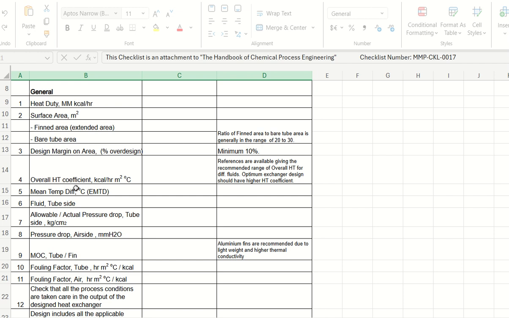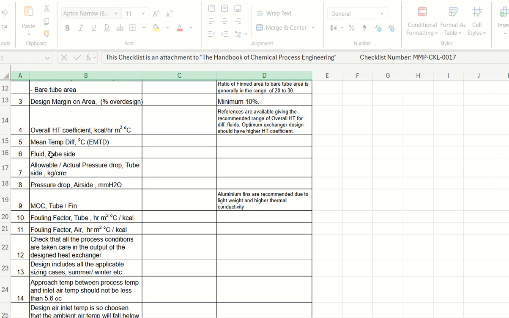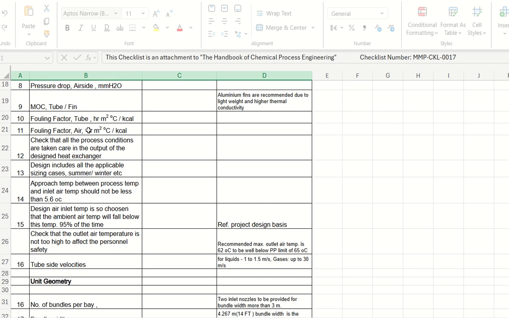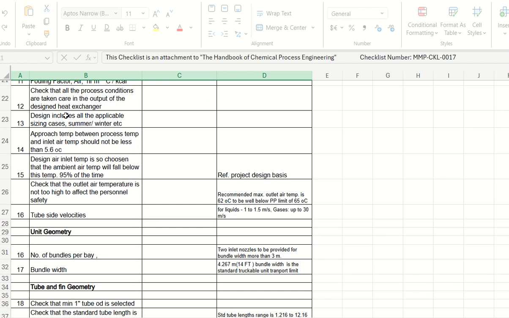Okay, overall heat transfer coefficient. You can see a unit reference is available giving the recommended range of overall heat transfer coefficient for different fluids. Optimum exchanger design should have a higher heat transfer coefficient, the remark says. Then mean temperature difference, fluid tube side, actual pressure drop tube side, pressure drop air side in mm of H2O, MOC, like material of construction for tube and fins. Aluminum fins are recommended due to lightweight and higher thermal conductivity. Fouling factor tube, air. Check that all process conditions are taken into account in the design of the heat exchanger.